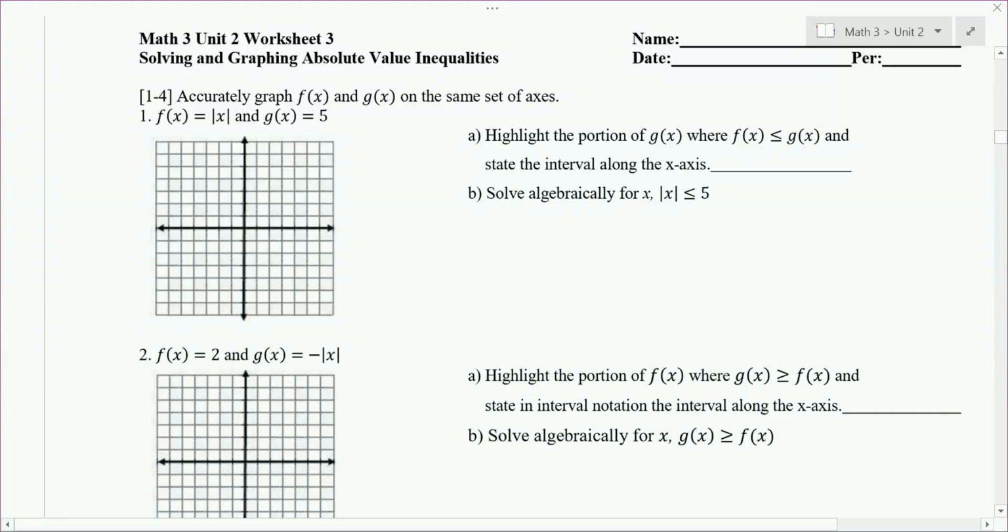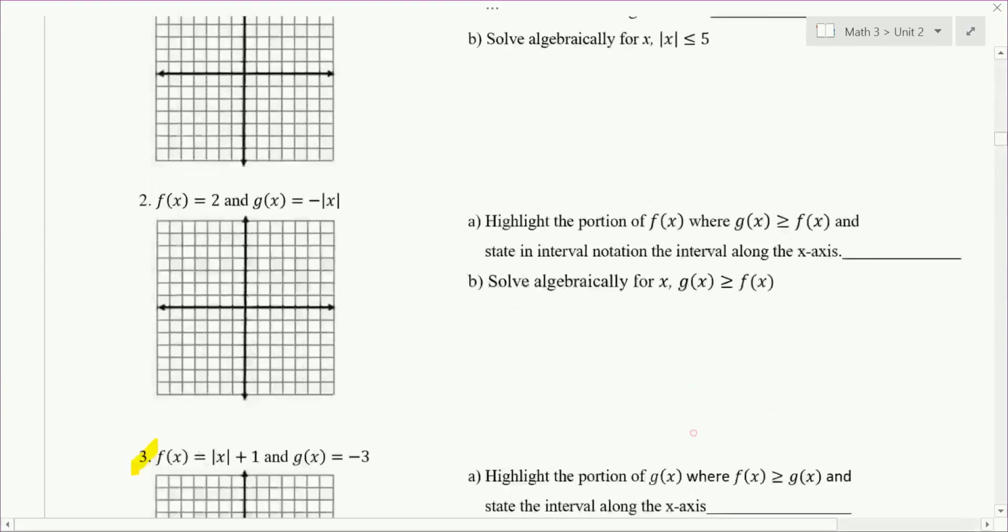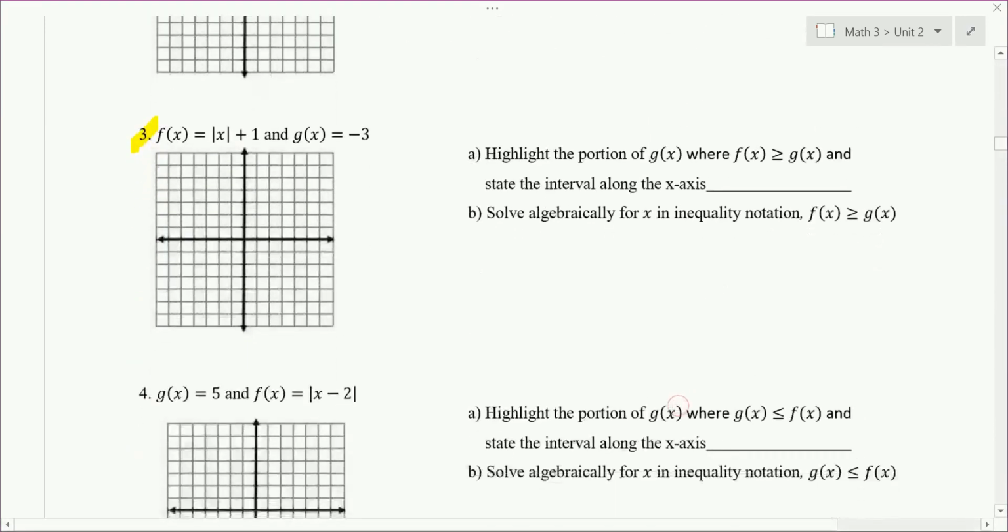I'm going to go over a few problems from the Math 3 Unit 2 Worksheet 3, and I'm going to start with number 3. On number 3, we have f of x equals the absolute value of x plus 1, and g of x equals negative 3. And part A asks us to highlight the portion of g of x where f of x is greater than or equal to g of x, and state the interval along the x-axis.